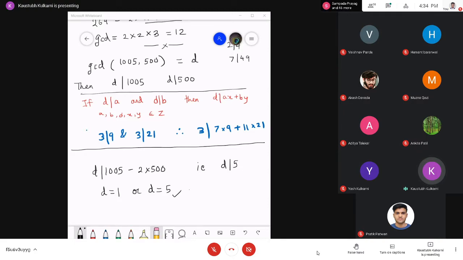So any linear combination. I can say D divides 1005 plus 500. Now Aditya is asking, what if the number is 499 instead of 500? If the number was 499, then something else would have happened. Let me explain this first and then we'll see for that.